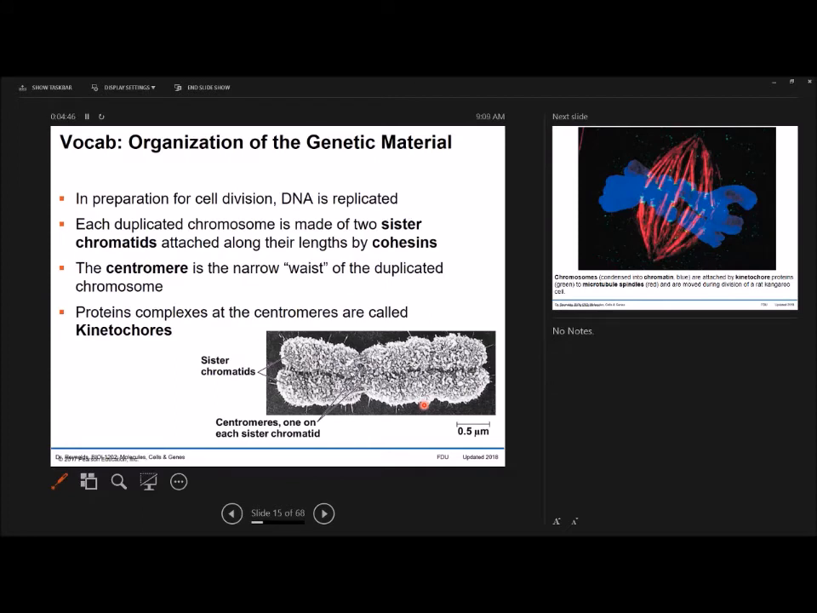Before we go through this process though, right? Before we go through this process, we have to replicate the genome. When we replicate chromosomes, we call that pair of exactly identical chromosomes sister chromatids. They are exactly identical, okay?